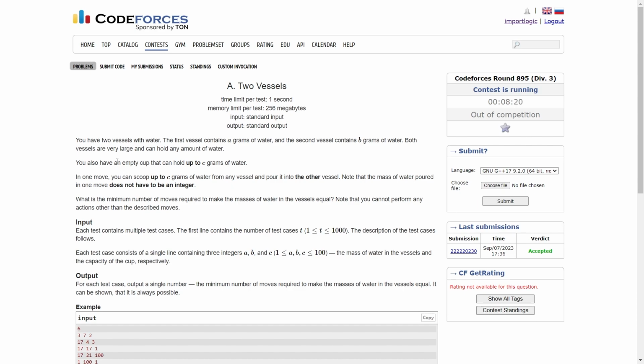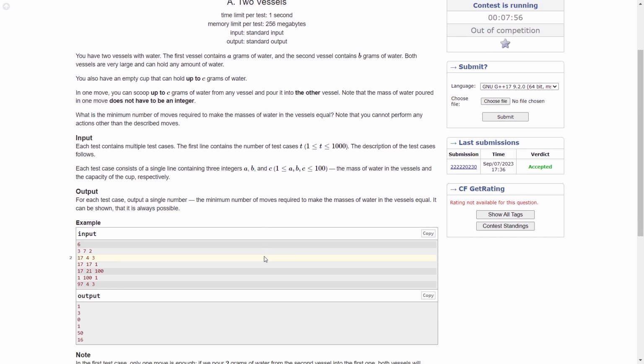So in one operation, what we can do? We can take this cup and scoop up to C grams of water. So if you want to take 1 gram, you can take. If you want to take 2 grams, you can take any amount up to C grams. If you take from one vessel, you have to pour it into another vessel, and the water poured does not have to be in integers, so it can be in decimals as well. Now we have to tell the minimum number of operations to make the water in both of the vessels equal.